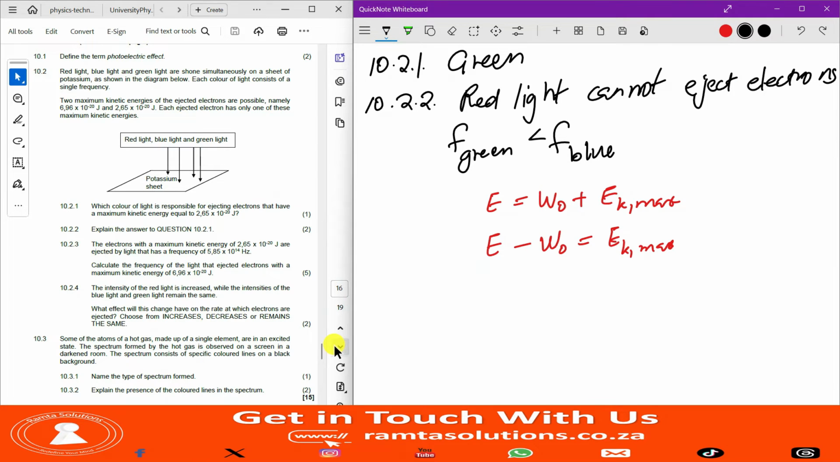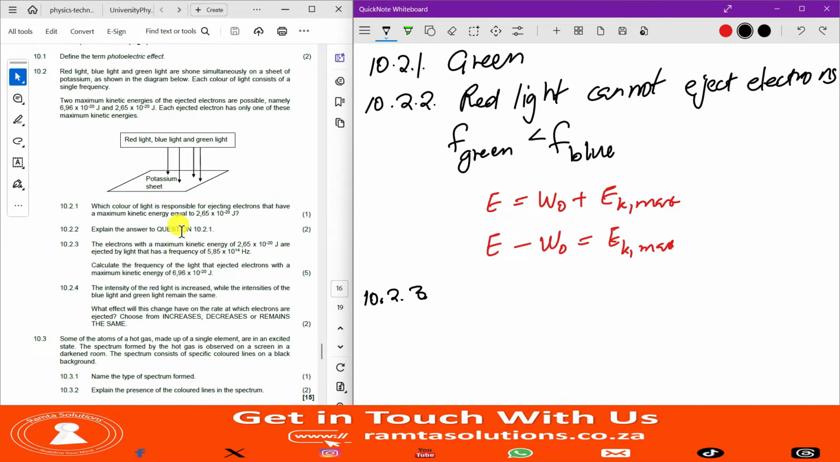Now, remember, guys, we need to be done in 18 minutes, so we are acting like we are in an exam. Good. 10.2.3. The electrons with a maximum kinetic energy of 2.65 times 10 to the negative 20 are ejected by light that has a frequency of 5.85 times 10 to the 14 hertz. This is not the threshold frequency, it is the frequency of the incident light.